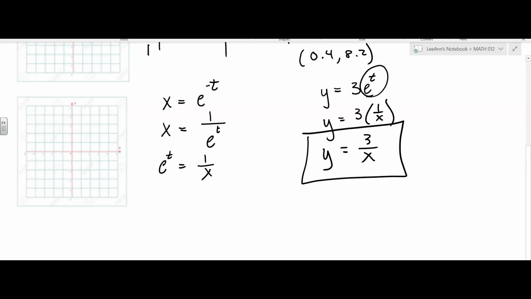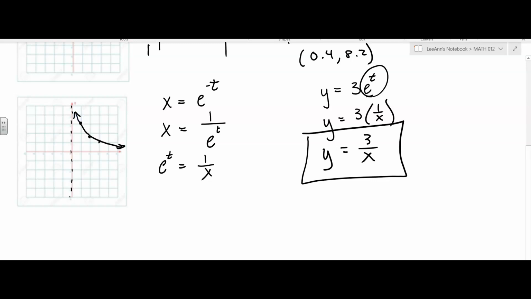So you could plug in some values. You could plug in 0, it's undefined, right? So you'd have an asymptote here. So this is kind of back to some things we did previously. You could plug in 1 and you get 3. You could plug in 2 and you get 1.5. And you could plug in 3 and you get 1. And so you get this curve like this.